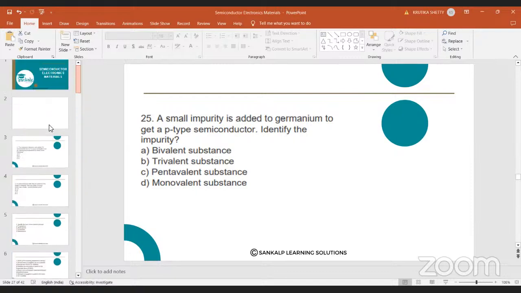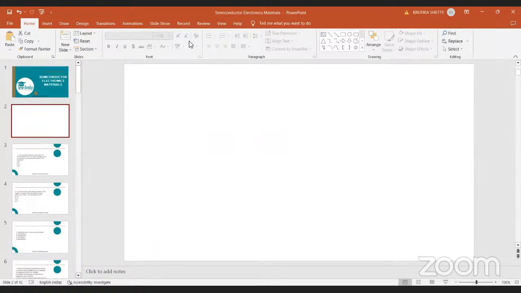Now I will say a little about logic gates, and then we will discuss previous year questions. So we will highlight a little about the logic gates now. So here, in the semiconductor chapter, at the end we will study digital electronics.